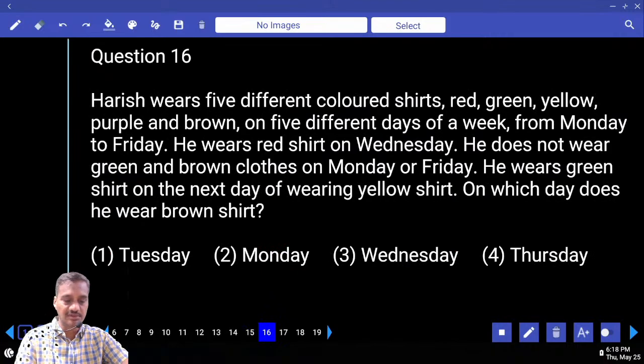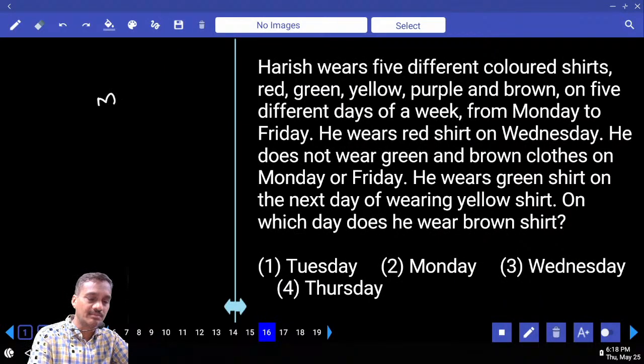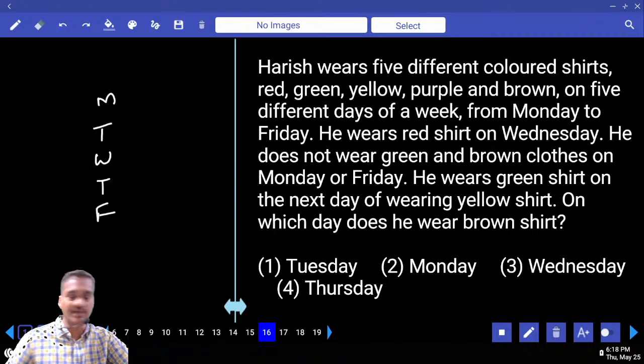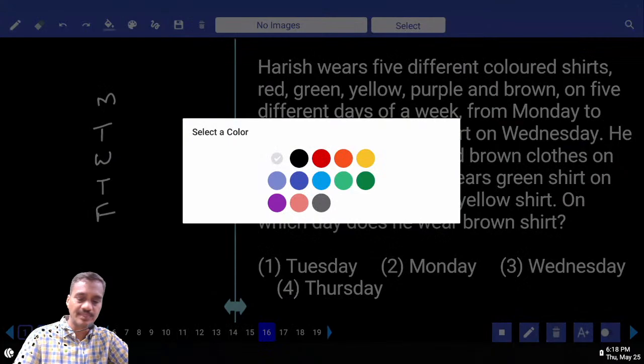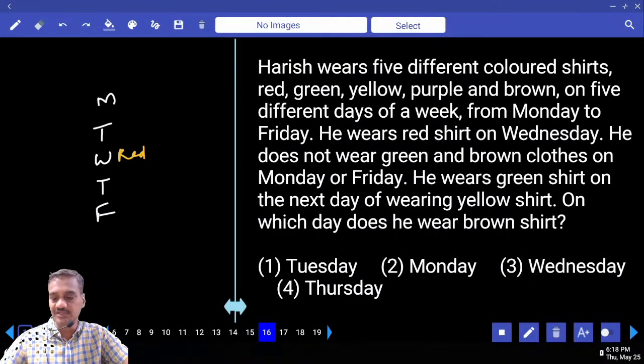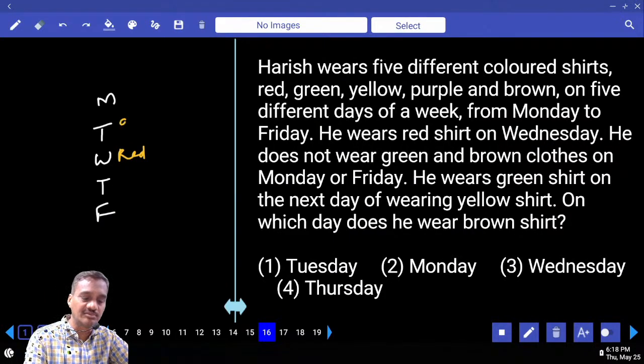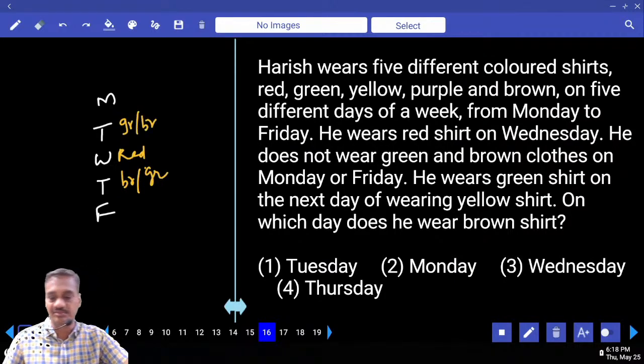Then the 16th one. Harish wears 5 different shirts, red, green, yellow and others, on 5 different days starting from Monday: Monday, Tuesday, Wednesday, Thursday, and Friday. These are the 5 days we have. He wears a red shirt on Wednesday. And he does not wear green and brown clothes on Monday and Friday.